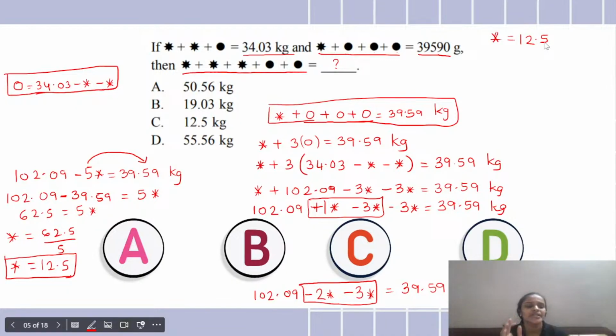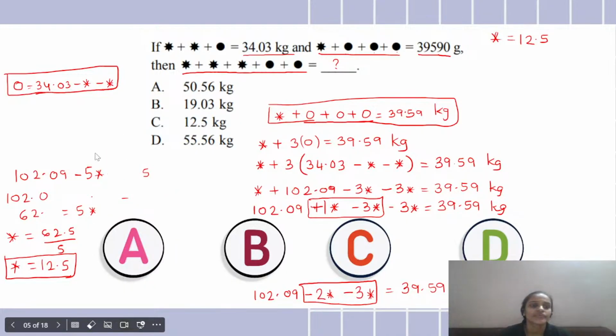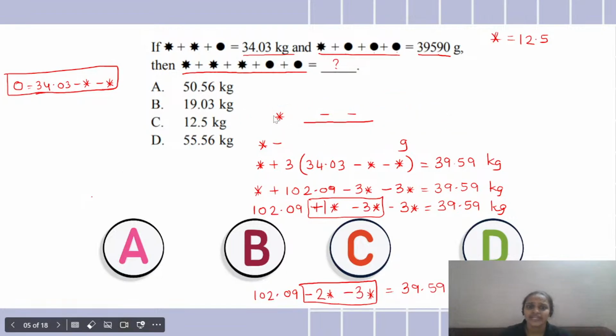So children, clear up till here? Y'all can put a thumbs up, yes, no, to let me know. One by one, step by step, we went like this and we found the value of star. Now we are going to find the value of circle so that we can do our operations and then we can finally find the answer that we are looking for.